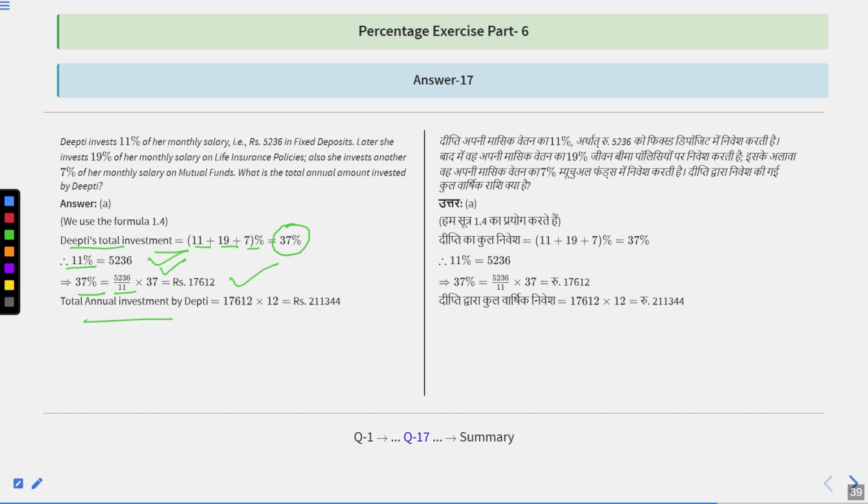So what will be the annual investment? We multiply this number by 12. So 17,612 multiplied by 12, which becomes 2,11,344. That is the correct answer.